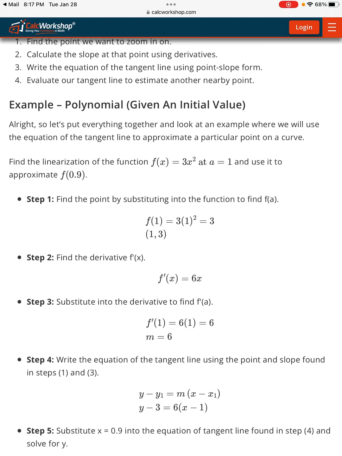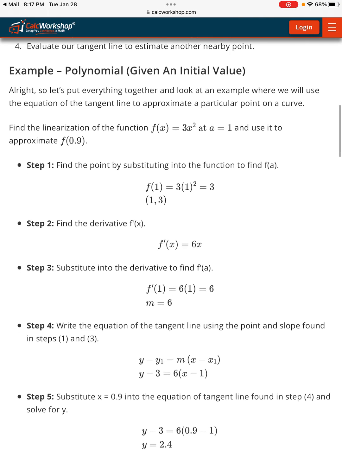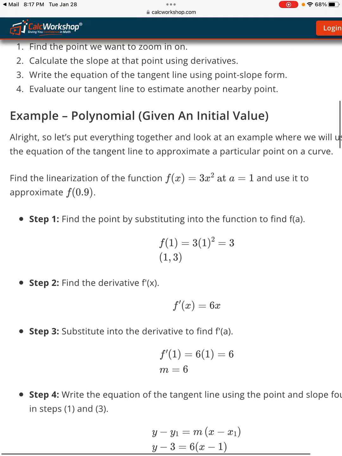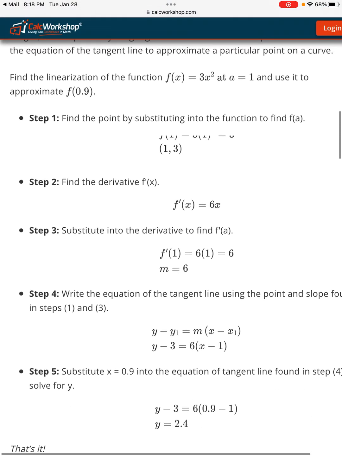Okay, step number 1, we want to find the point by substituting into the function. So if we're going to use 1 as our point, let's find the coordinates. We're going to plug 1 into our equation, 3x squared. So our point is (1, 3). That's our x and our y. We plugged the point into the function. Next step, find the derivative. Well, the derivative of 3x squared is 6x.